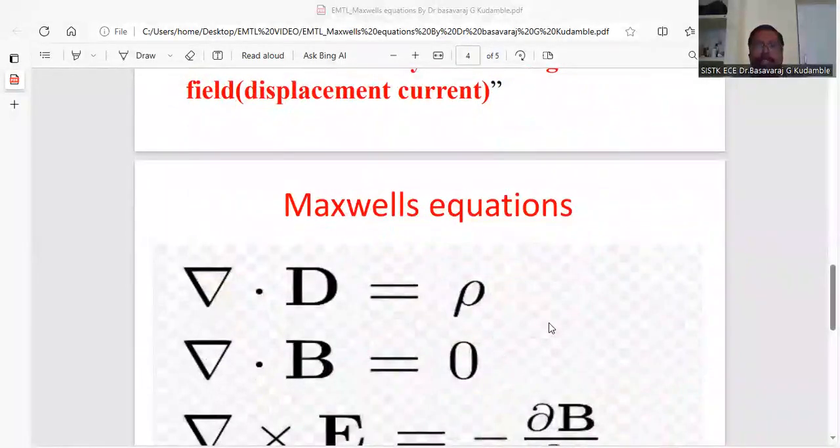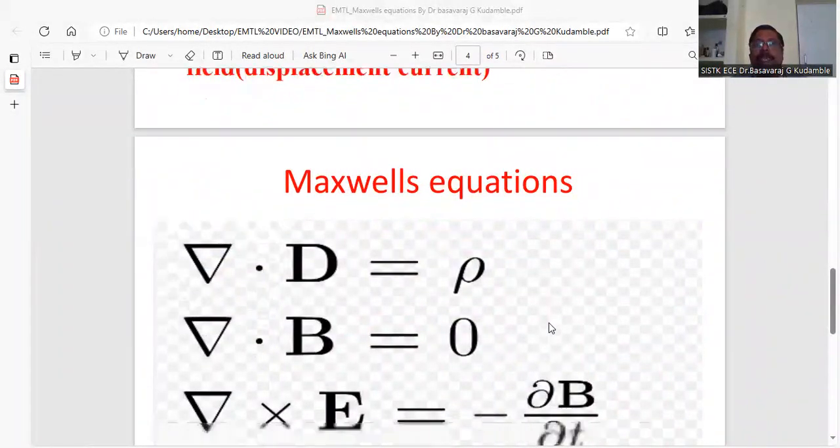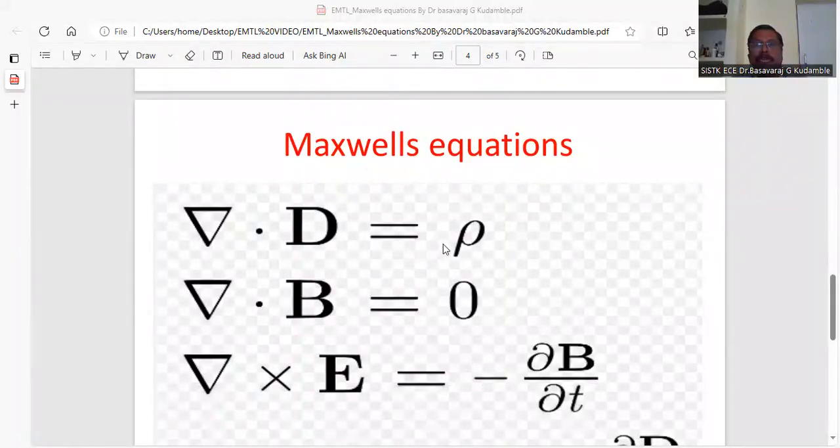Now we'll see these Maxwell's equations in mathematical form. That is del dot D equal to rho, where del is a three-dimensional differential operator. So the divergence of D, where D is the electric flux density. The electric flux coming out of a closed surface is equal to the charge enclosed in that surface, that is, the charge density, the charge per volume. Here the total electric flux coming out of a closed path is equal to the charge enclosed in that closed path.